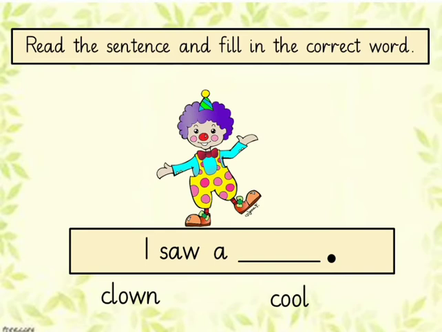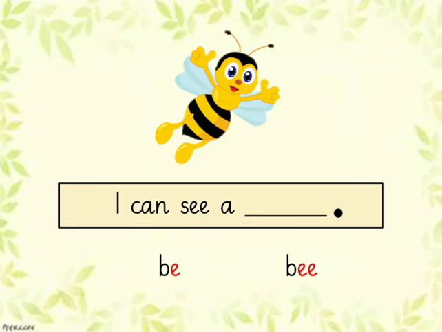Read the sentence and fill in the correct word. I saw a dash. What is the suitable word? Clown or cool? I saw a clown. Look at this sentence now. I can see a dash. B or B? Bravo! I can see a B.